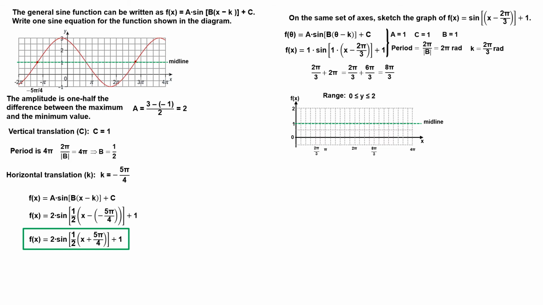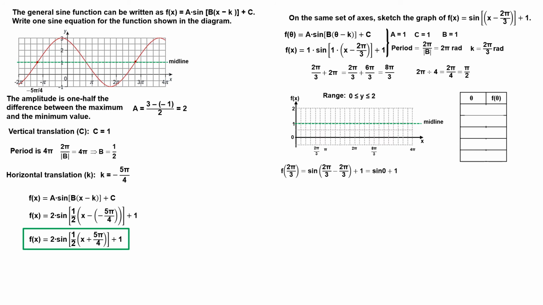As an aid in sketching the graph, we divide the period into 4 equal parts, each of length pi over 2. So we start from 2 pi over 3 to 8 pi over 3. Complete the table.